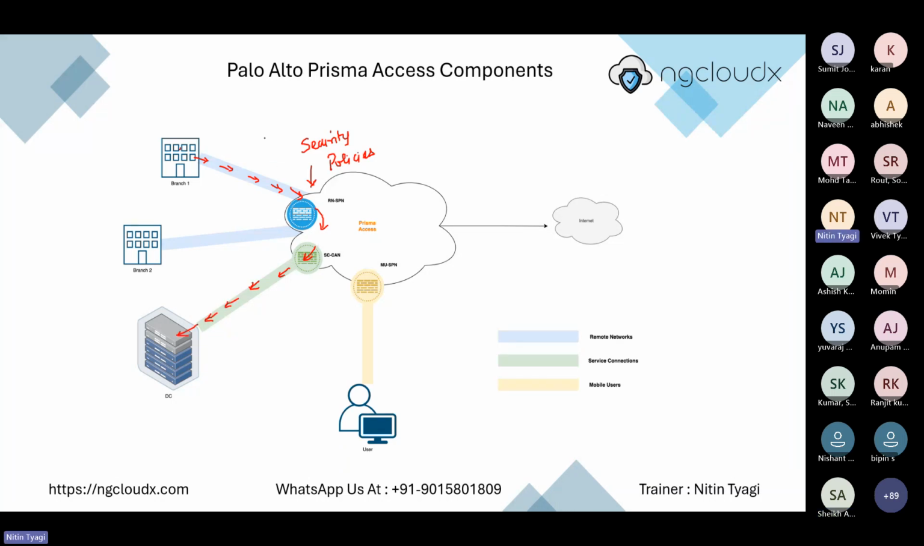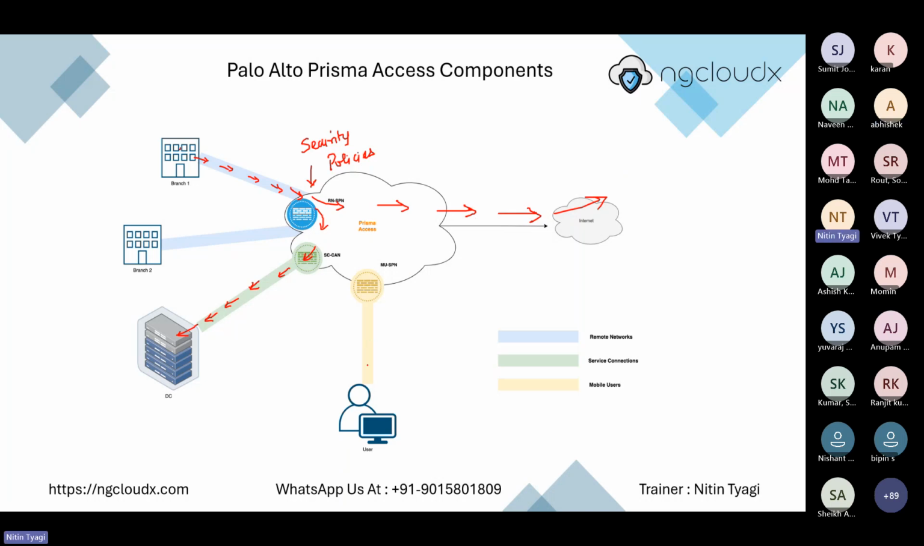So your inspection will happen like this. Traffic will come from the branch. It will hit the RNSPN. Your policies will be applied to it, and then it will go to SCCAN. This internal routing is already done. You need not worry about it. This backbone routing is already done inside the cloud. You need not do anything for that. Automatically, your traffic will be routed towards your data center subnet, and it will reach the data center applications. But if traffic is going towards the internet, inspection will be applied through RNSPN and then it will go to the internet. So this is your traffic flow.